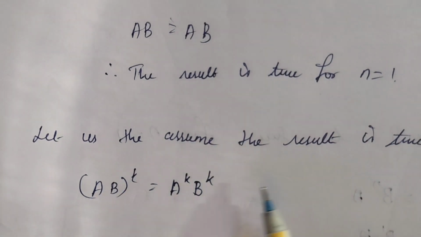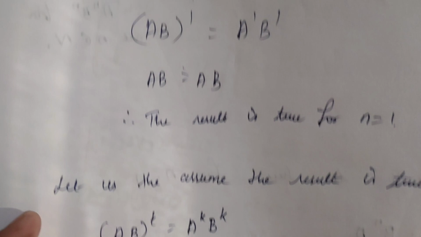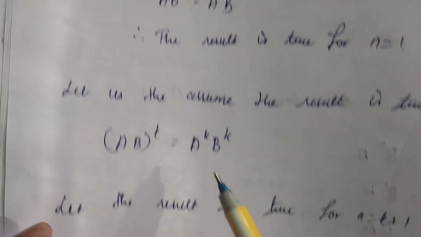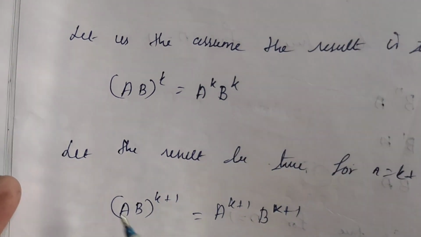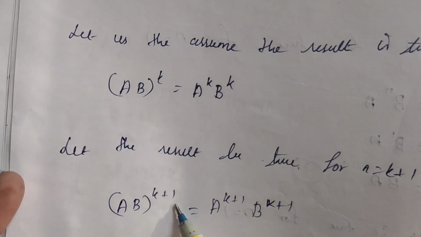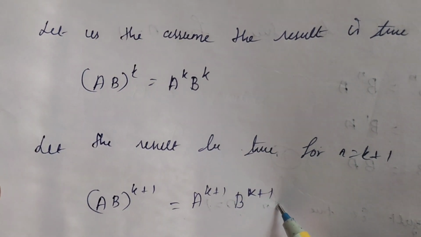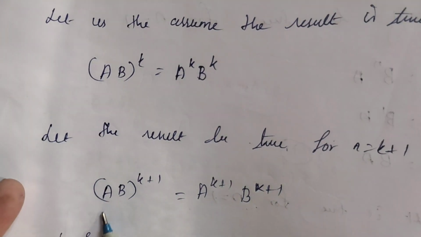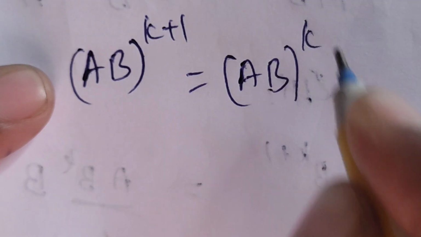Now let us assume the result is true for n is equal to k. (AB)^k is equal to A^k B^k. Now let us prove this result is true for n is equal to k plus 1. (AB)^(k+1) is equal to A^(k+1) into B^(k+1). This is what we have to prove. Let us take the LHS side. Our LHS is (AB)^(k+1). Let us write this as (AB)^k into AB.